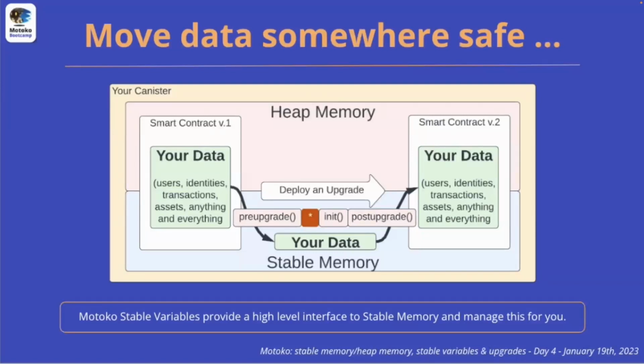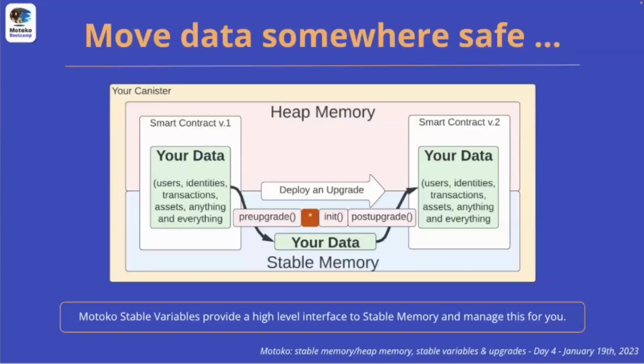Motoko provides an interface through the use of stable variables. We will talk a little bit more about it, but stable variables can only be created from stable types, and we'll discuss a little bit about what that is, but there are also other hooks that you should be made aware of in Motoko that can help you manage this process. There is pre-upgrade, which takes place in the current version. So version 1 in this diagram will have a pre-upgrade hook available to it, or a function that can be executed.